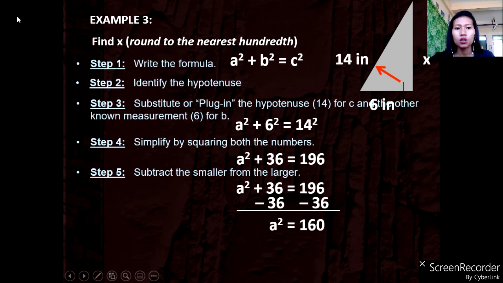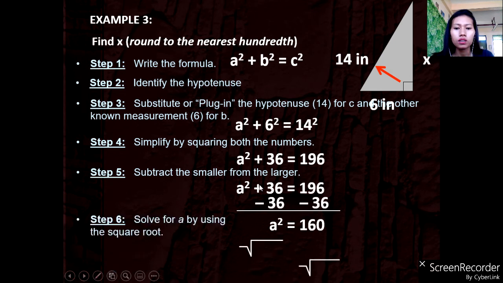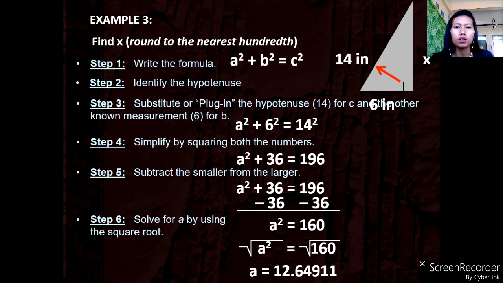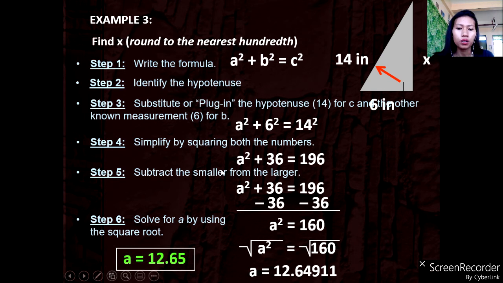So hindi pa tapos. So para makuha natin yung missing side, kailangan natin i-square root both sides. So square root natin yung a square and 160. Ang a is 12.64911. So sabi dito, round to the nearest hundredth. So ang answer is 12.65. So ibig sabihin, yung missing length nitong side na to is 12.65 inches.